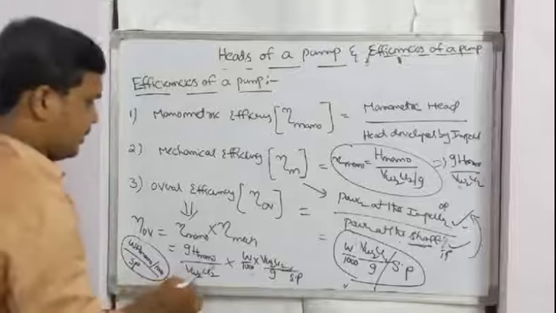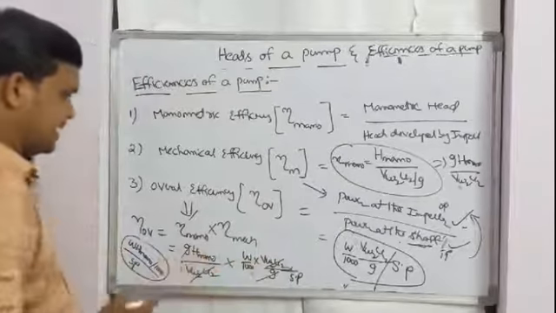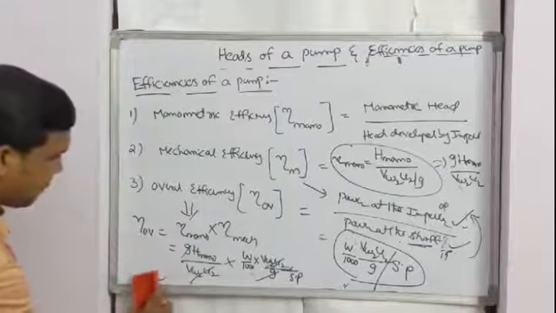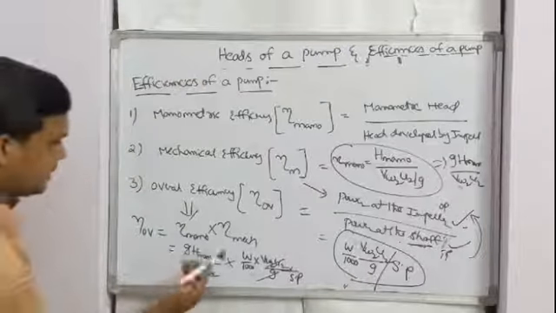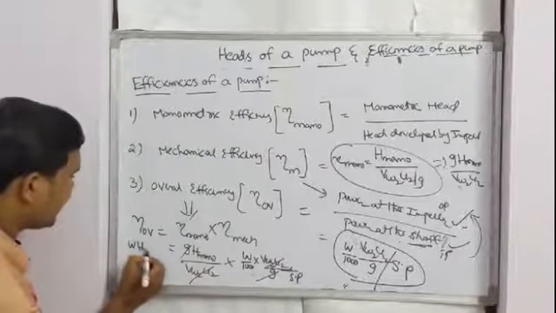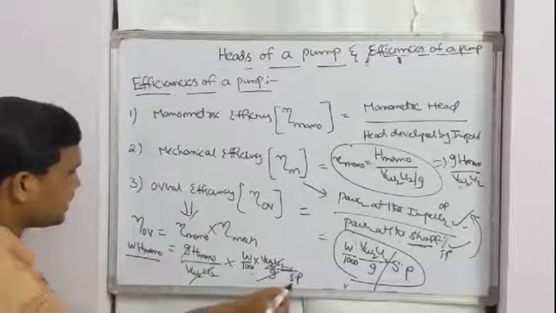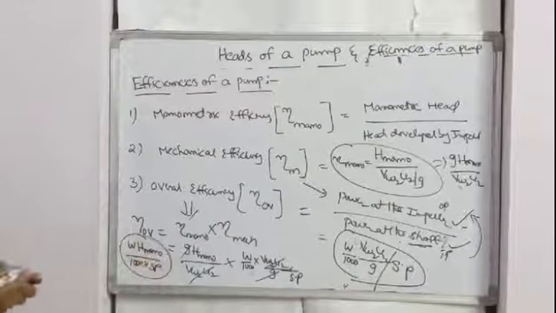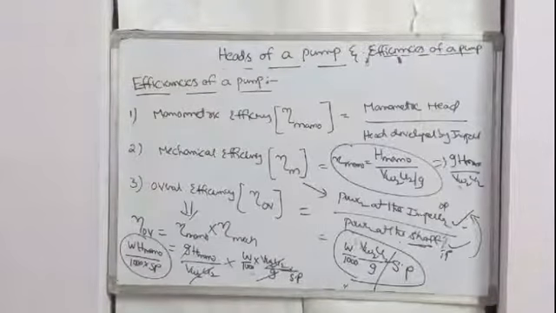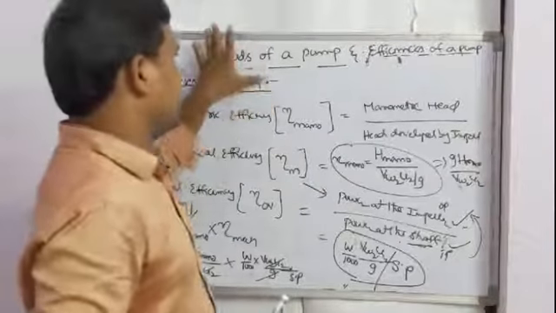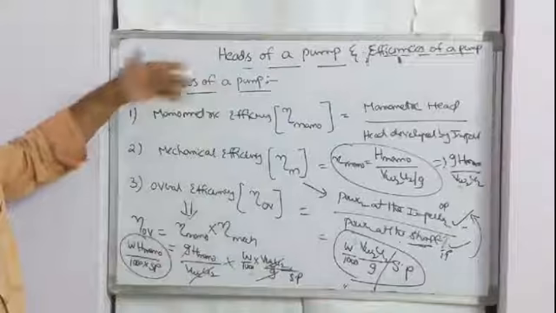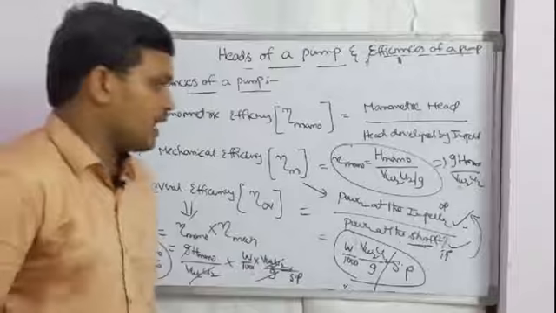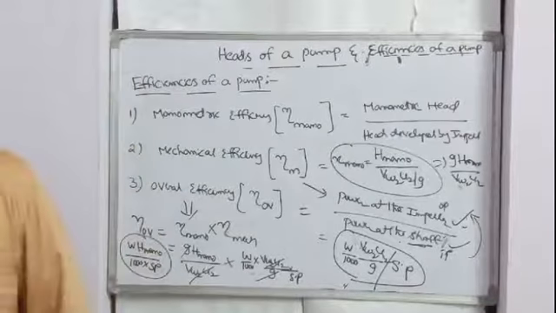Here Vw2 u2 and g get cancelled. The remaining term is W H mano divided by 1000 times shaft power. This is the overall efficiency. So these are the efficiencies of the pumps. We completed the heads of the pump and the efficiency of the pump, and in the previous class I completed the work done by the impeller. Now our next class will be on numerical questions on the centrifugal pump. Okay, thank you.